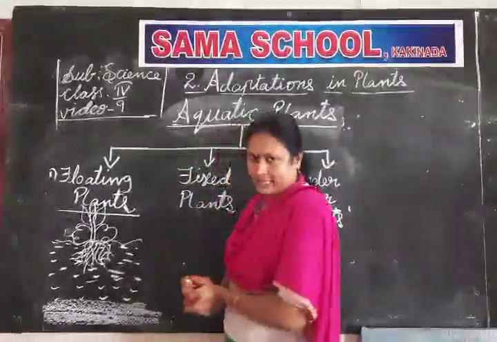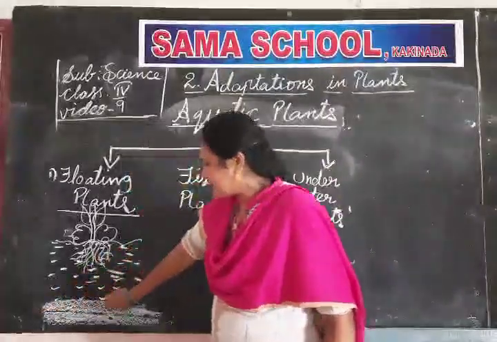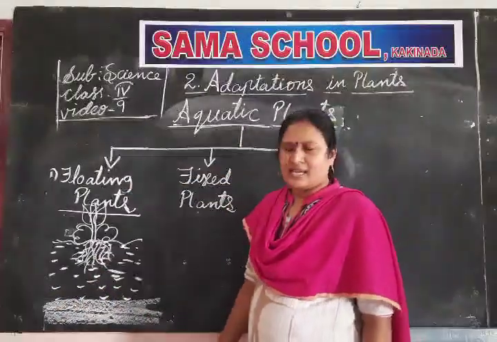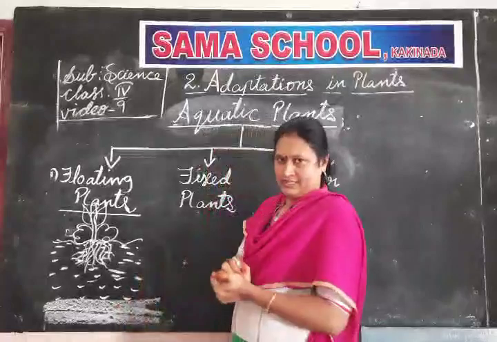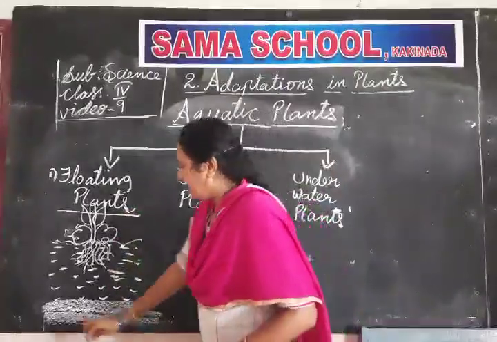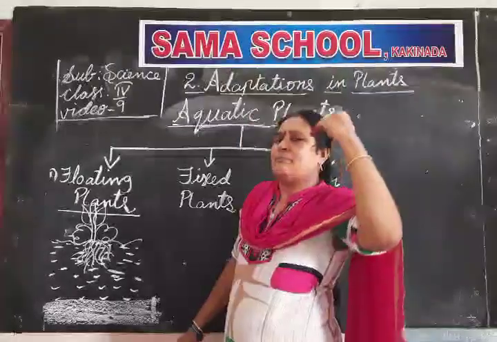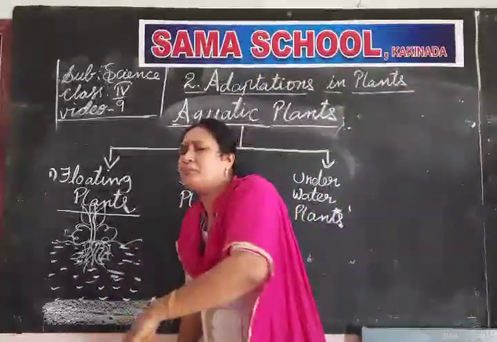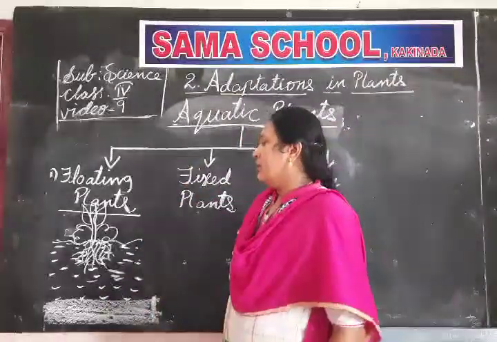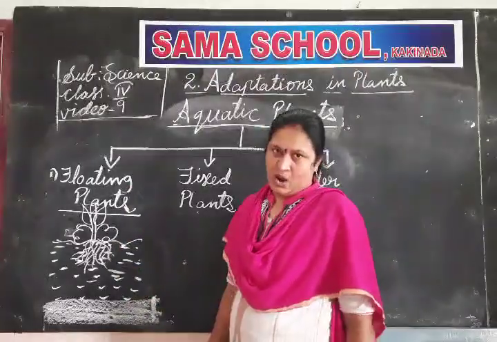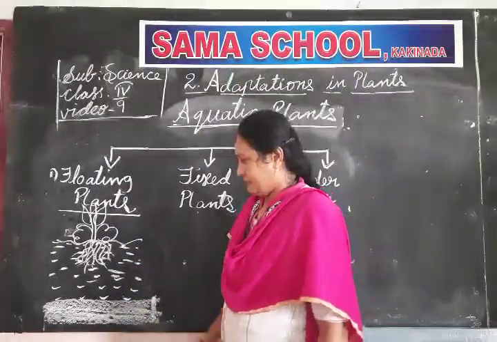It becomes a mud. Rivers, ponds and lakes have only a little distance between the water level and the land level. A sea is completely, totally deep inside. Here, these floating plants, what are their special features?